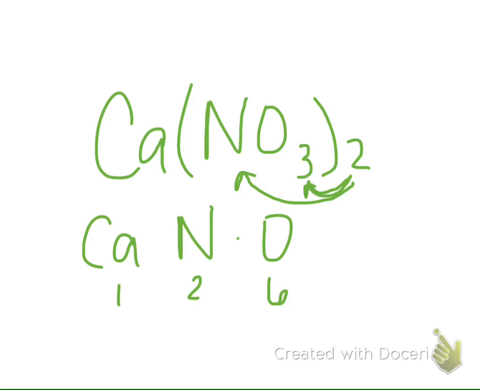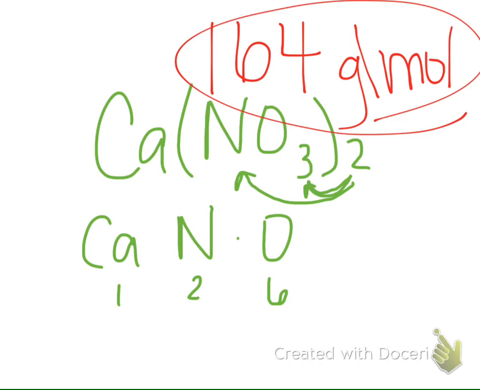All right, tell me what we got for molar mass here. 164 point anything or no? No. Grams per mole. We know how to calculate molar mass. How do we convert between moles and grams?